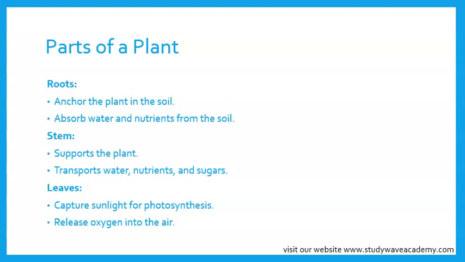We have the roots. The roots anchor the plant in the soil. They hold the plant in the ground, okay? Absorb water and nutrients from the soil. The roots drink water and eat nutrients from the soil. So they hold the plant in the ground and also drink water and eat nutrients from the soil, okay? Do we understand?